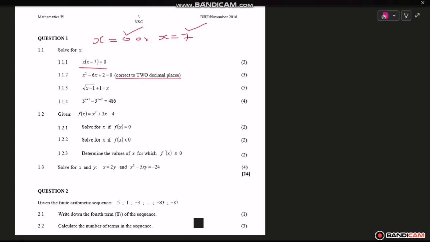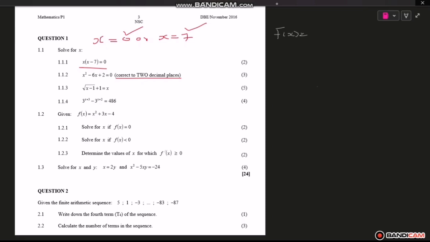So 1.2, it's f of x. As you can see, this is the parabola. f of x equals x squared plus 3x minus 4. Therefore, they want us to solve for x if f of x equals 0. Meaning, where there's f of x, we're going to substitute 0, as you can see. Therefore, let's try to do it.